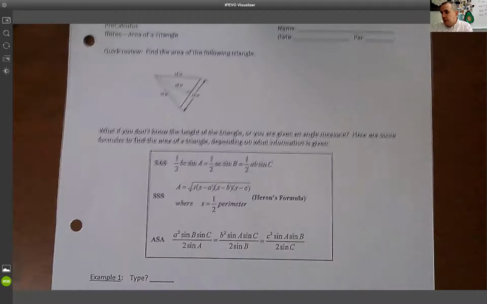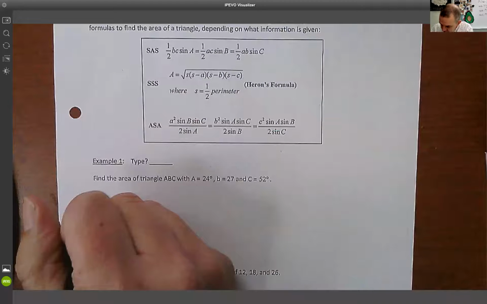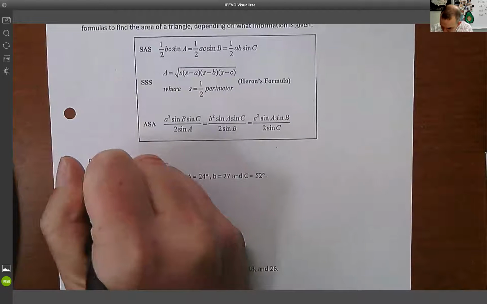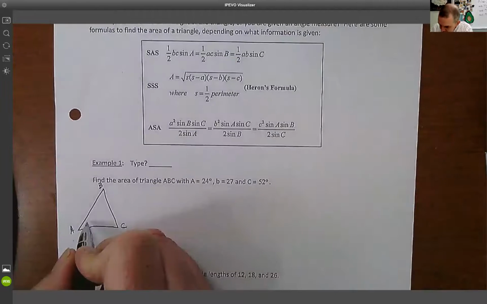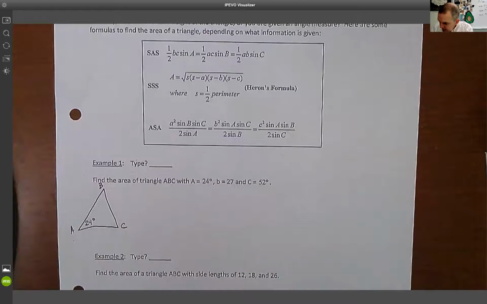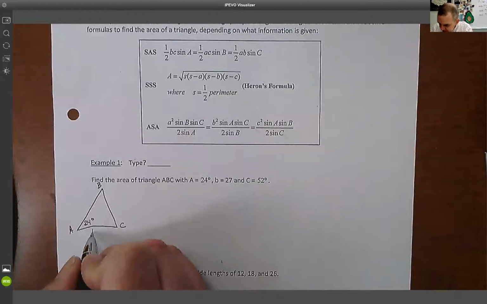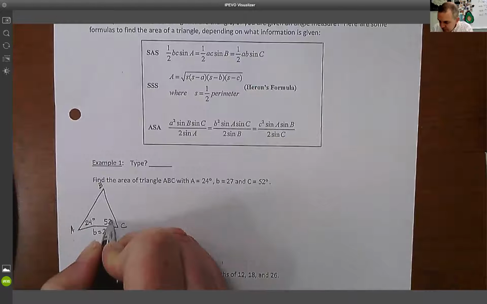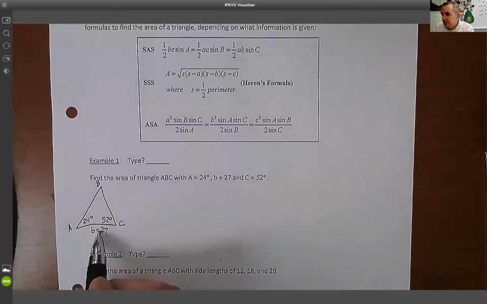So let's take a look at our first example. Find the area of triangle ABC. Let's go ahead and draw it. Triangle ABC, A, B, C, and angle A is 24 degrees. Side B is 27, so across from B we've got 27, and angle C is 52 degrees. In this case, what we're given is an angle, a side, and an angle.